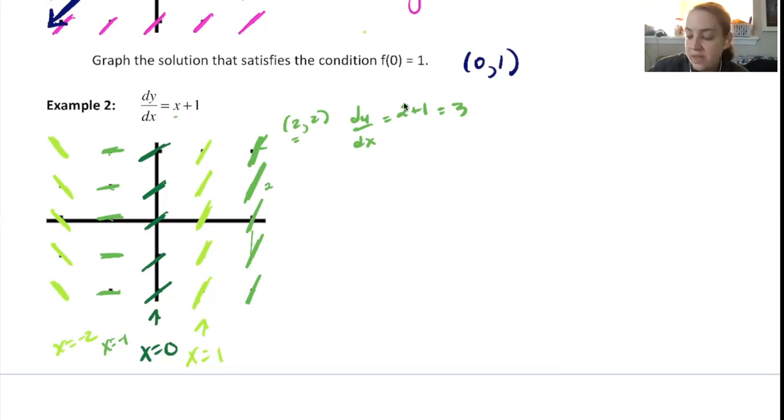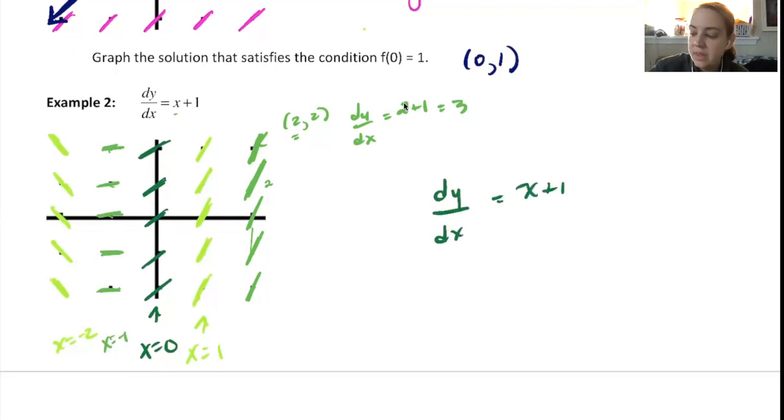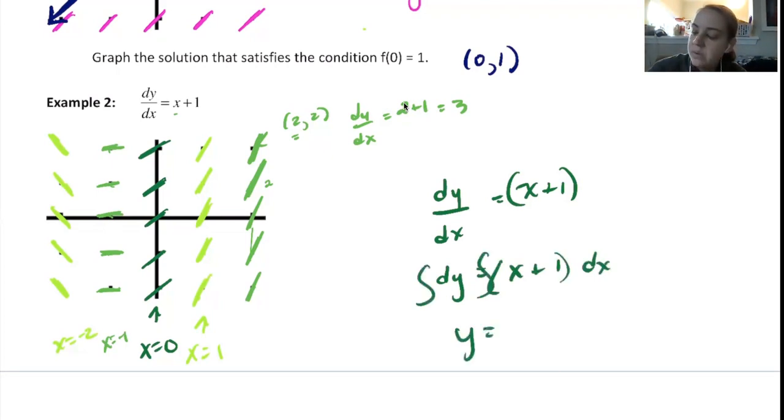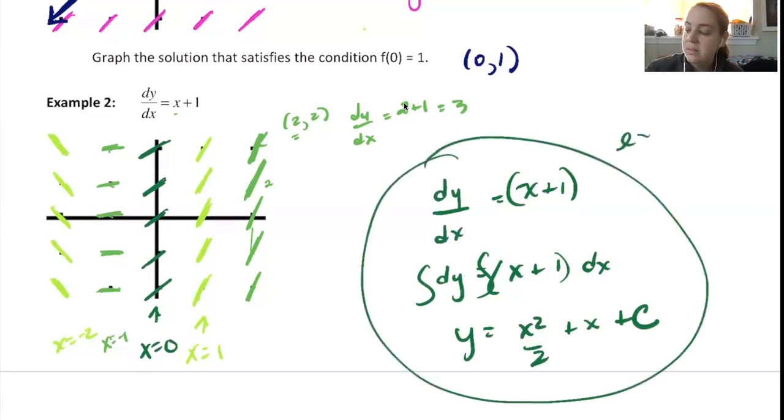Now, sometimes we can solve these for the original equation. Sometimes we can't, but let's check this one out. This is kind of extra. The problem didn't ask us to do this. So dy over dx equals x plus 1. If I separate the differentials, x plus 1 dx, and integrate both sides, y is equal to x squared over 2 plus x plus c. That's absolutely a parabola. It's shifted left 1, but we have a parabola. All right, cool. So again, this over here is extra. Sometimes you have to do that. Sometimes you don't. Sometimes you can't.